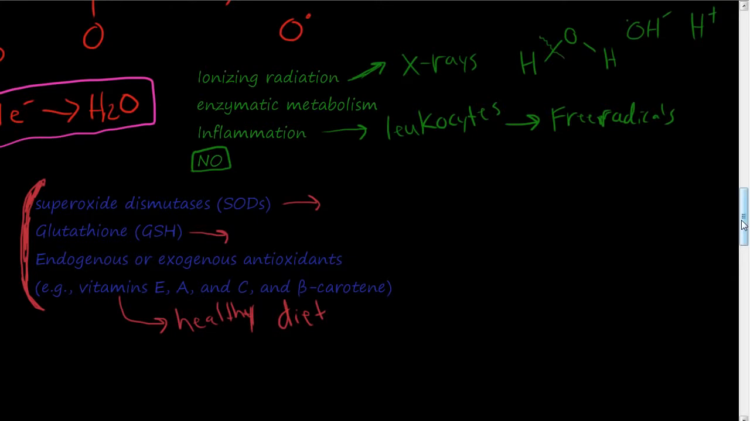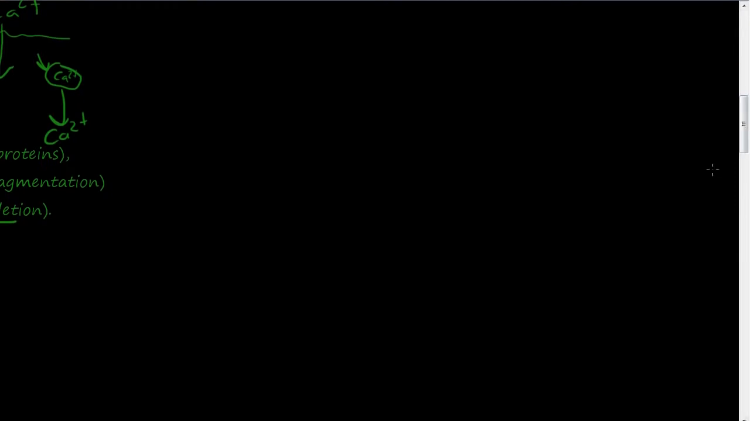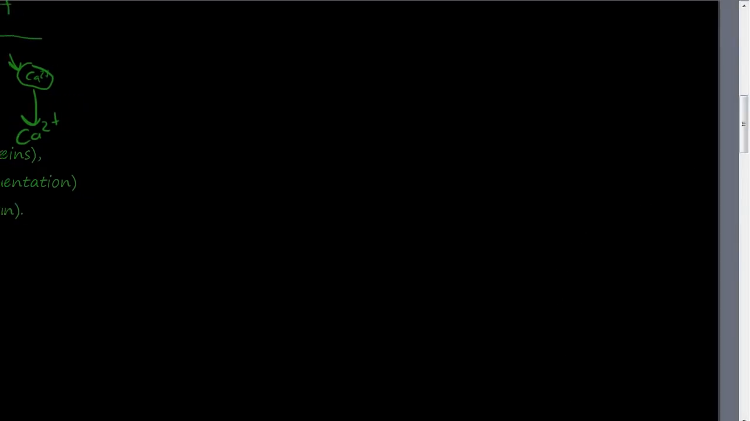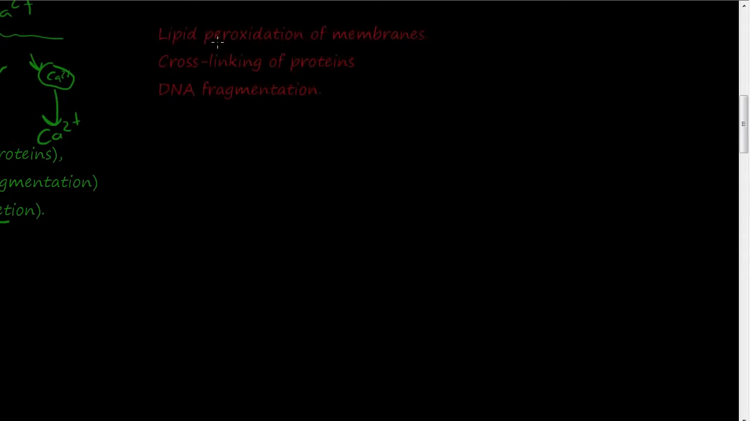Now we're going to talk about some ways that free radicals can damage our cells. So lipid peroxidation of membranes, cross-linking of proteins, and DNA fragmentation are three main ways by which reactive oxygen species can destroy, cause problems, wreak havoc to the cells.